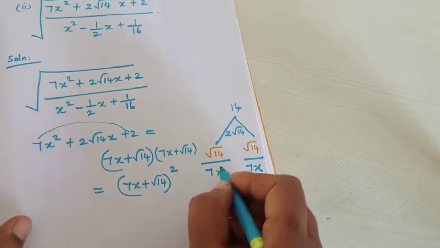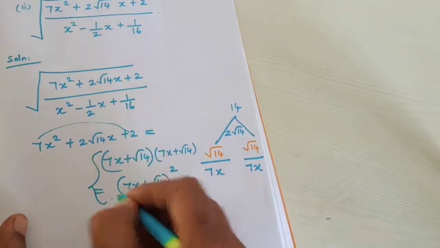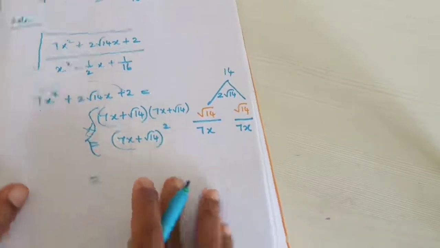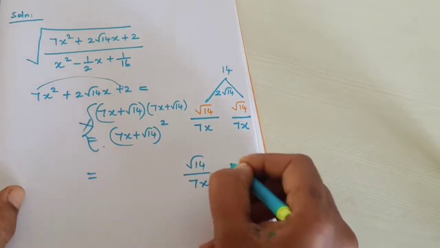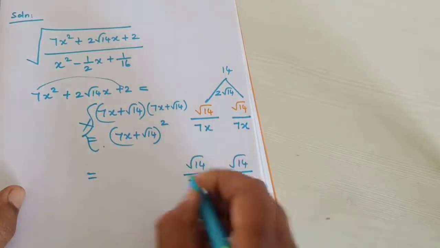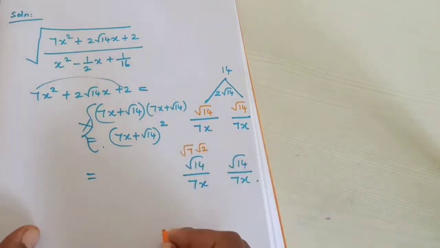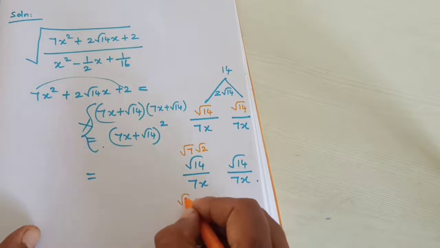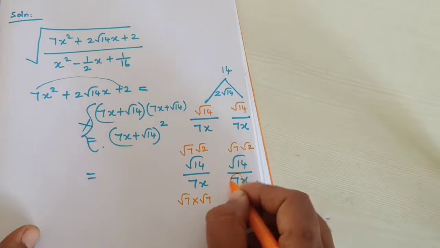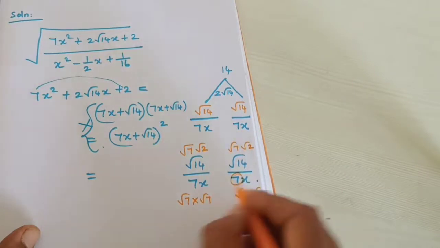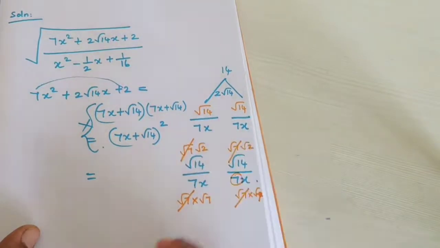And here, one thing, it can be divided by 7, no? So except these steps, you need to write this. Listen. So root 14 by 7x, here also root 14 by 7x. How will you split? Root 14 as root 7 into root 2. Correct, no? So 7 is root 7 into root 7. This also root 7 into root 2. Here this 7 is root 7 into root 7. So root 7 and root 7 get cancelled. Here also root 7 and root 7 get cancelled.